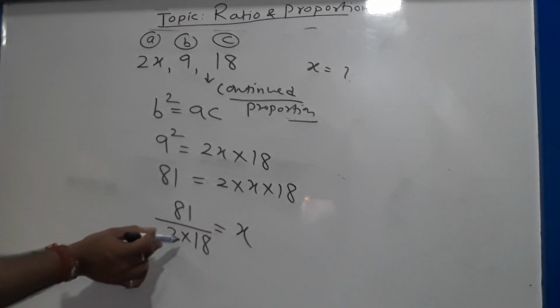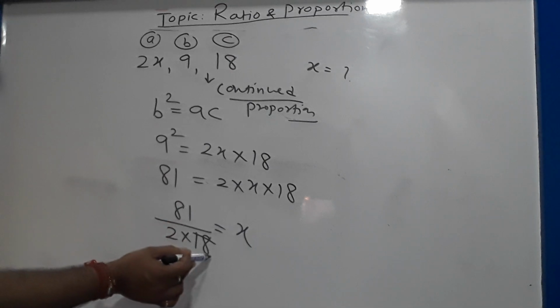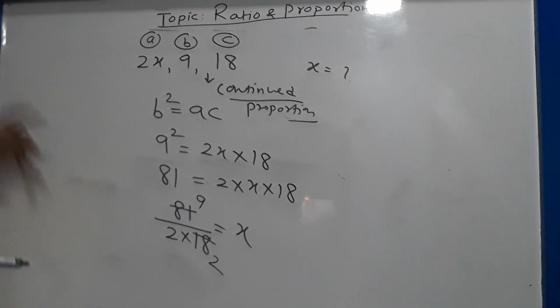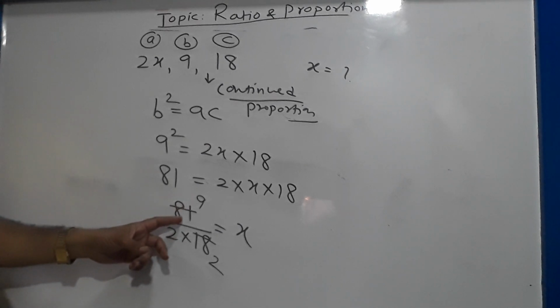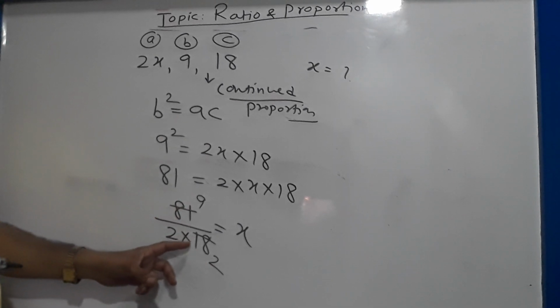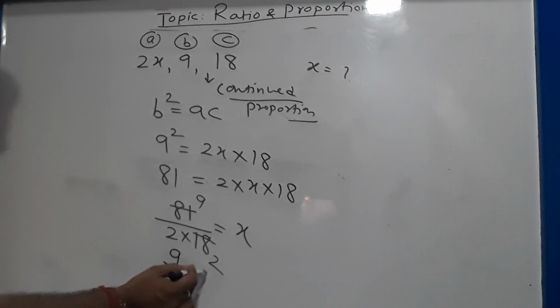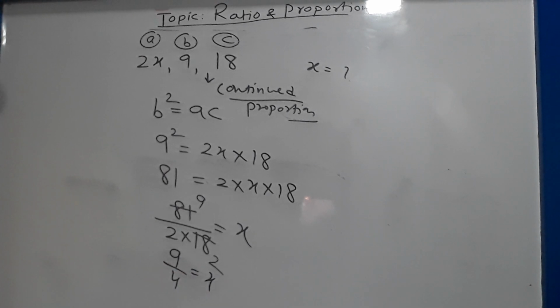So now you can cancel. 9 2s are 18. 9 9s are 81. Common number is 9. 9 9s are 81, 2 9s are 18. So you will get 9 upon 4 is equal to x. What is x? 9 upon 4.